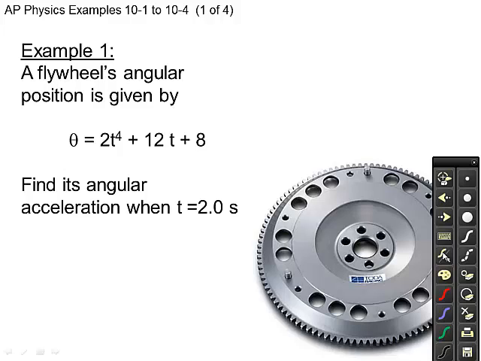Okay, the first one. The flywheel's angular position is given by this crazy equation. Find its angular acceleration at t equals 2 seconds. And you would say, oh, child's play, right? Because I have the equation for theta. How can I find the equation for alpha? Take the derivative twice. So I'm going to say, all right, d theta dt, aka omega, is going to be 8t cubed plus 12.